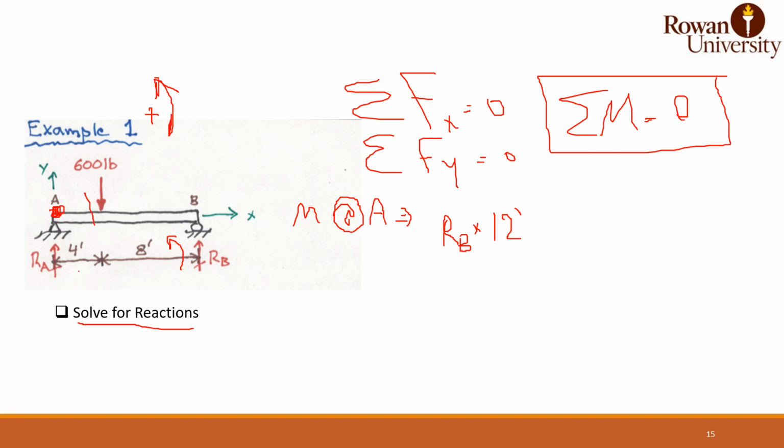minus 600 is going to rotate clockwise, so it's going to be negative. So minus 600 pounds times 4 feet will be equal to 0. To solve this equation, your RB will be equal to 200 pounds.